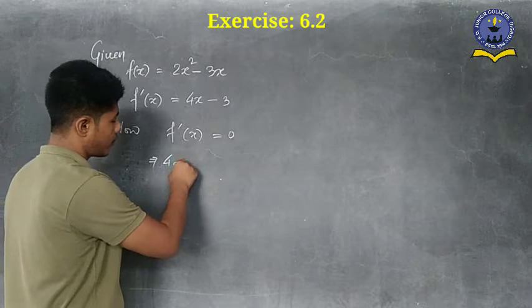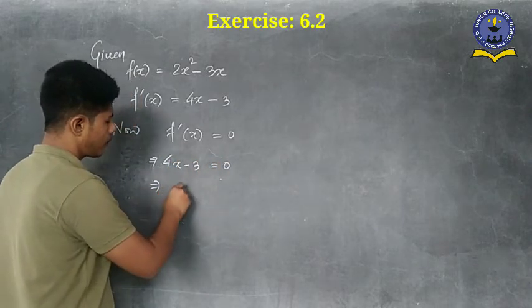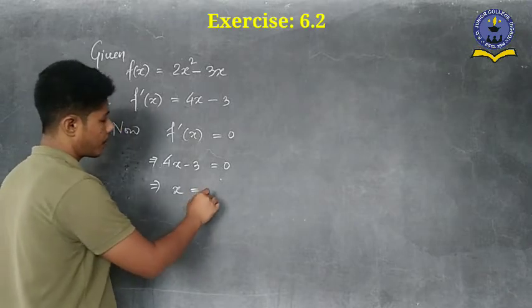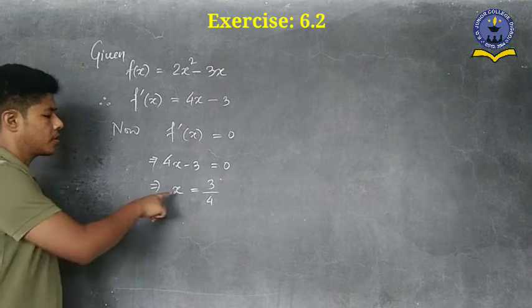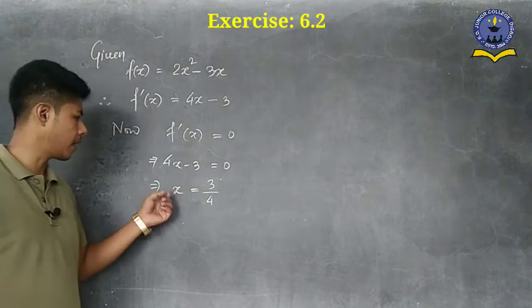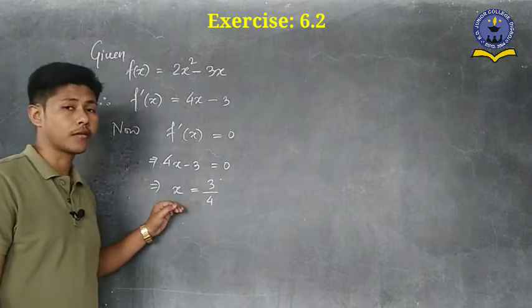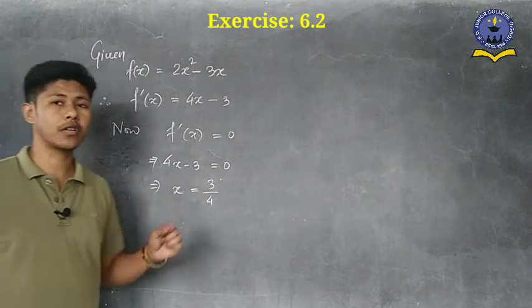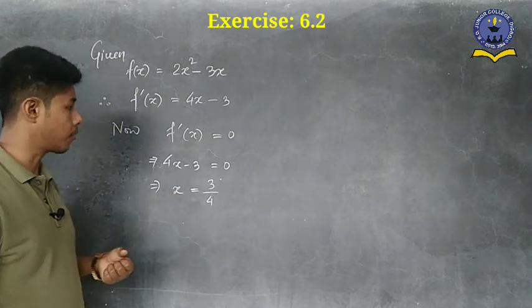So we write 4x − 3 = 0. And from here, if you find the value of x, we get 3/4. So this x is known as the critical point or stationary point, x = 3/4. Now after getting this, with the help of the wavy curve method, we can easily find the interval. Let's see how we can do this.